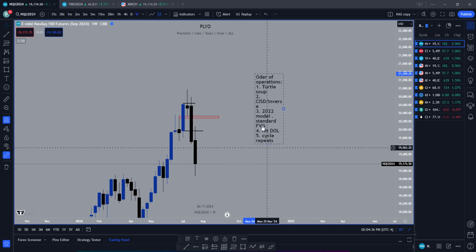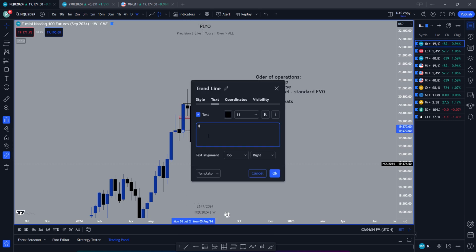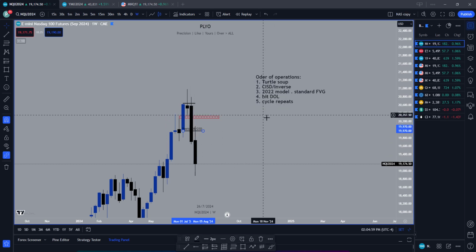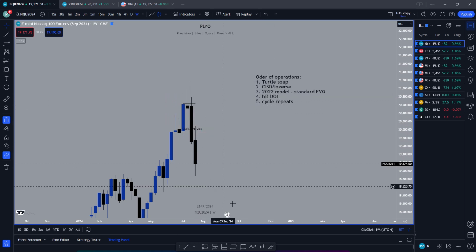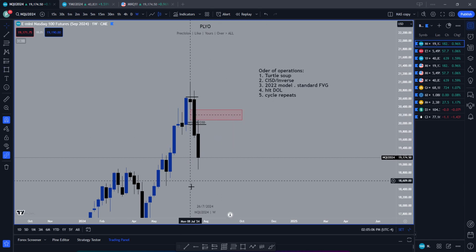Okay, so this is our little checklist here. This is exactly what happens in this picture. We have a soup, number one, CISD or inverse. We have an inverse gap here, then we get the CISD, closing below this candle here, creating a bearish order block. So we have a bearish OB, and then we should get our 2022 model, which would be this gap being created. And then, of course, we'll hit a draw on liquidity. In this case, it may be this low here. And then the cycle repeats.